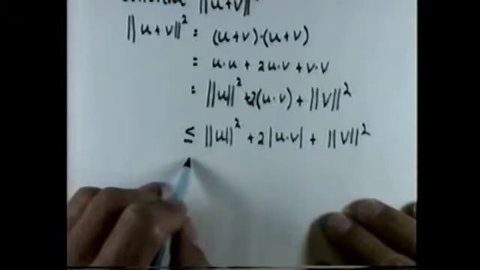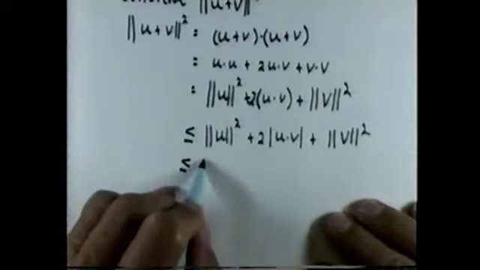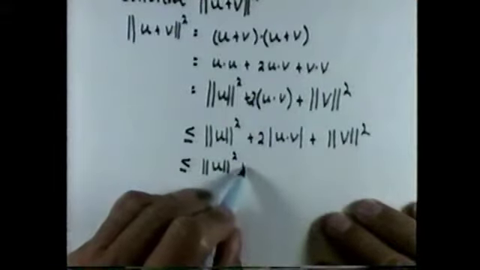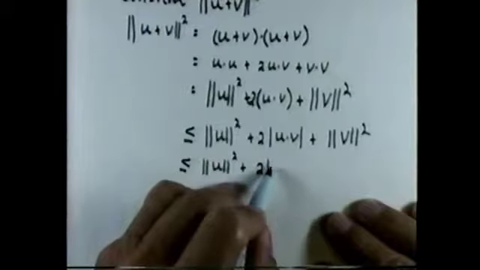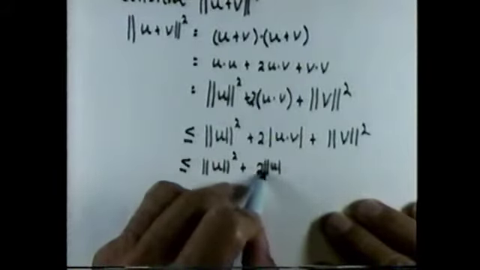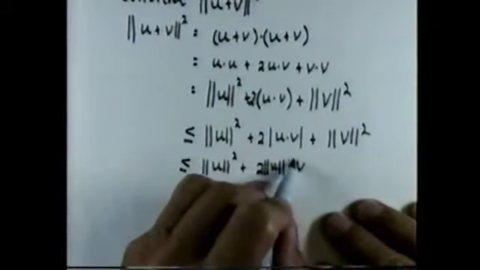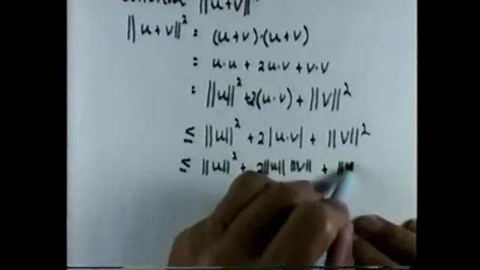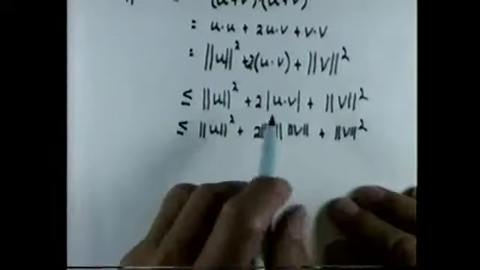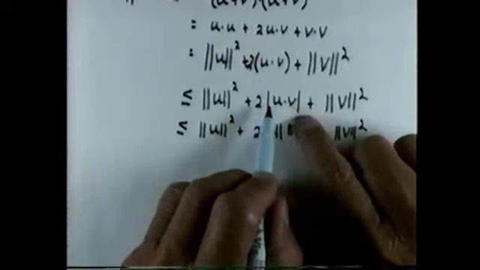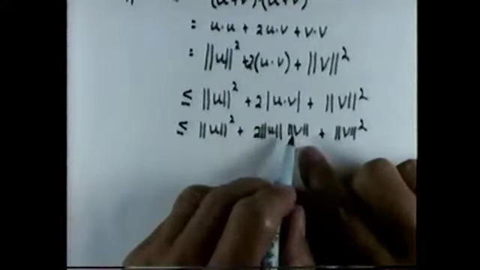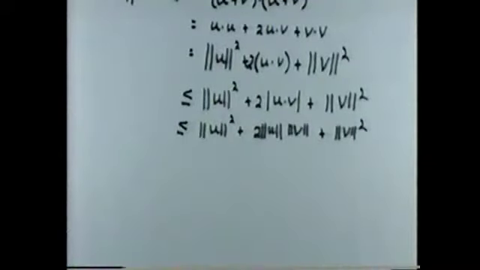By the Cauchy-Schwarz inequality, this is going to be less than or equal to the magnitude of u squared plus 2 times the magnitude of u times the magnitude of v plus the magnitude of v quantity squared. Because the Cauchy-Schwarz inequality said that the absolute value of u dot v was less than or equal to the magnitude of u times the magnitude of v.